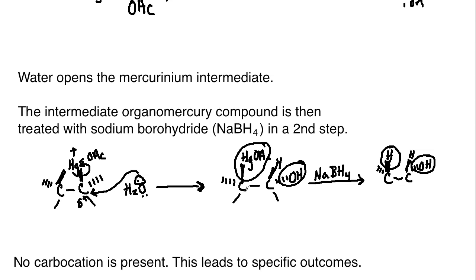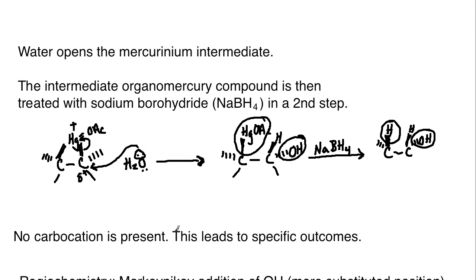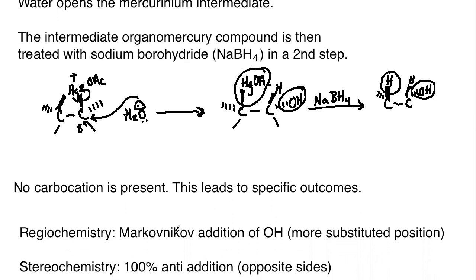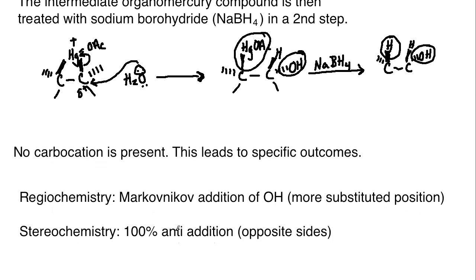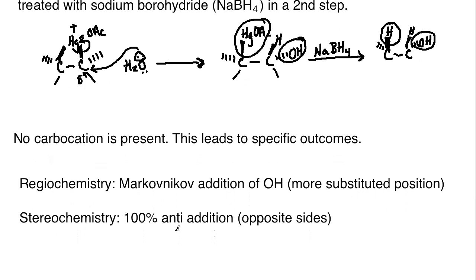It must proceed in this way because the water must attack on the opposite side of that large intermediate. The mercury is too sterically hindering in that three-membered ring. And again, if you've seen anything related to the Br2 addition to alkenes with the bromonium ion, this is very, very similar from a mechanistic standpoint. All right, now, what's important to notice here is even though we had partial positives that were building up, we did not have a carbocation present in this reaction.